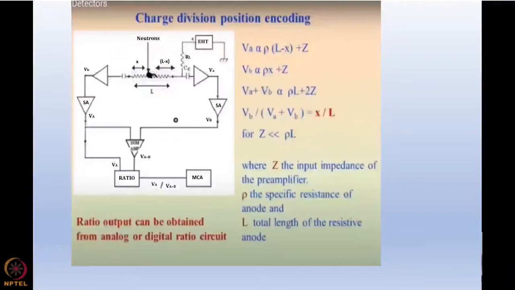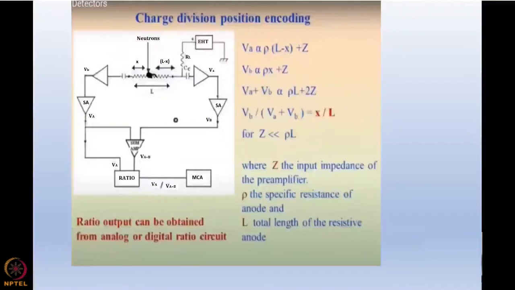So voltage is proportional to the resistance per unit length of this wire, the central wire of the position sensitive detector, times L minus X, plus the input impedance of the preamplifier. That's what we get here. And at the other end we get a voltage proportional to X. This is VB and this is VA, the way we have written it here, because this distance is L minus X and this distance is X.